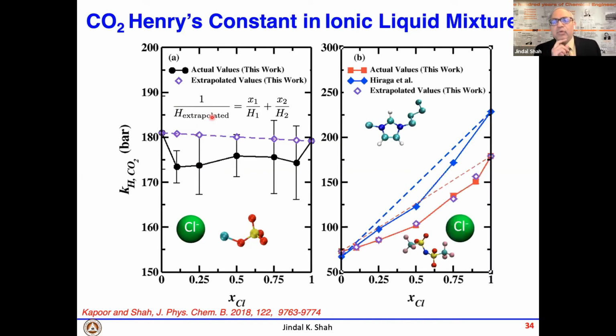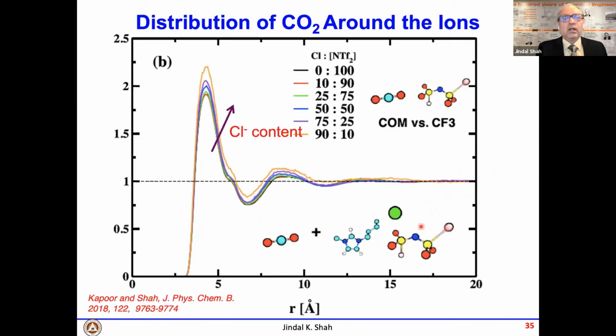Now, when we look at the NTF2-based system, chloride and NTF2, what do we see? NTF2 has a lower Henry's constant, so higher CO2 solubility, while chloride has a much higher Henry's constant, so low solubility. When we do these calculations, what we see is that our calculations are lower than the experiments, but they follow the same trend, with a slight deviation from the linear line. So we do see some effect of non-ideality in this mixture.